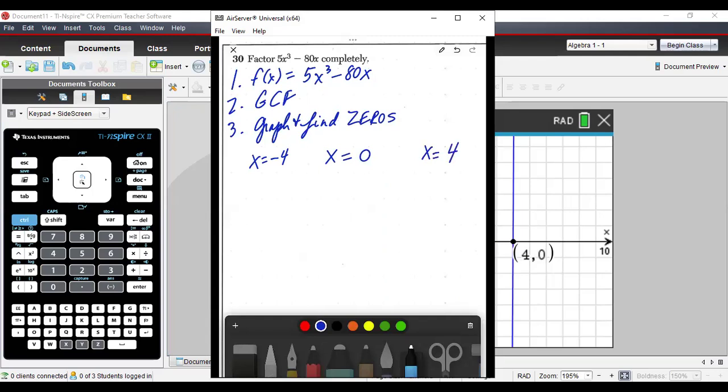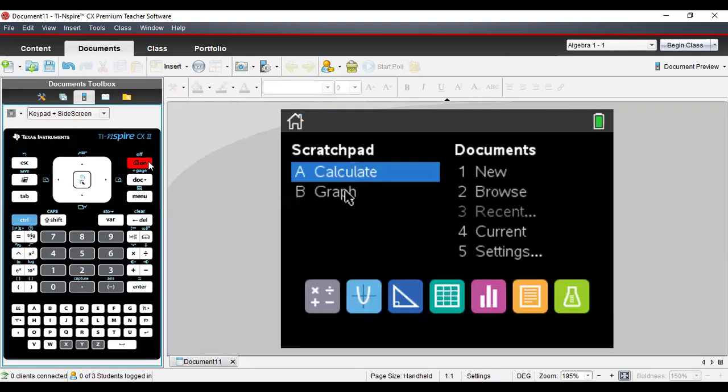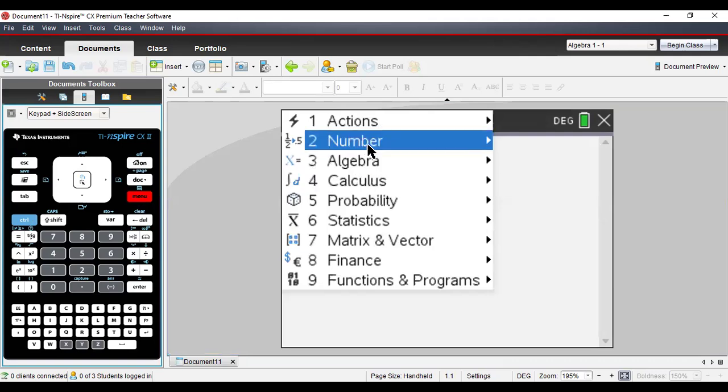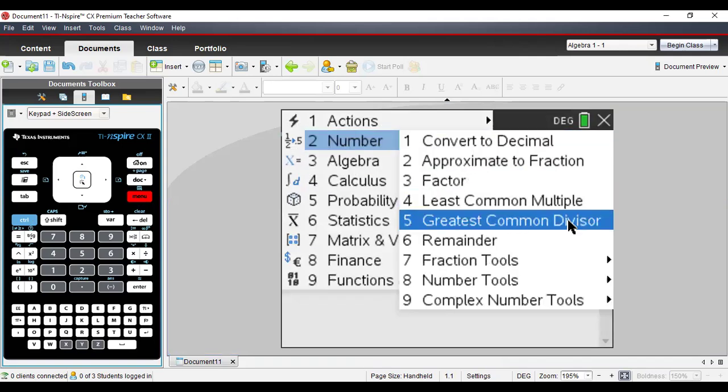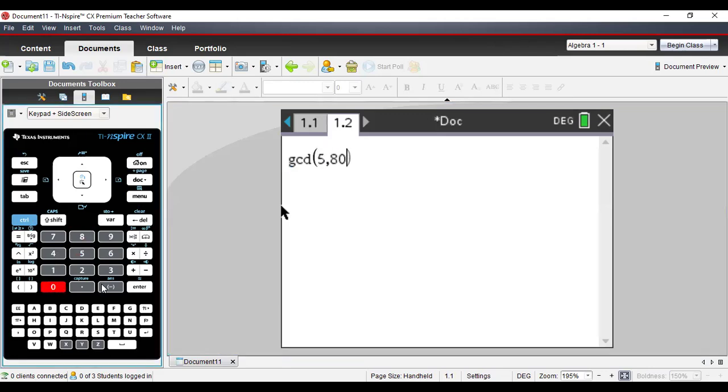Now I have to find the GCF for those coefficients. We're going to go here, and then do menu, number, and we want to find the greatest common divisor. Greatest common divisor and greatest common factor are basically the same thing. All you're going to do is put the two numbers in, separated with a comma. So 5, 80, and it'll tell you the greatest common factor. The greatest common factor between 5 and 80 is 5. So I've written that on my paper.